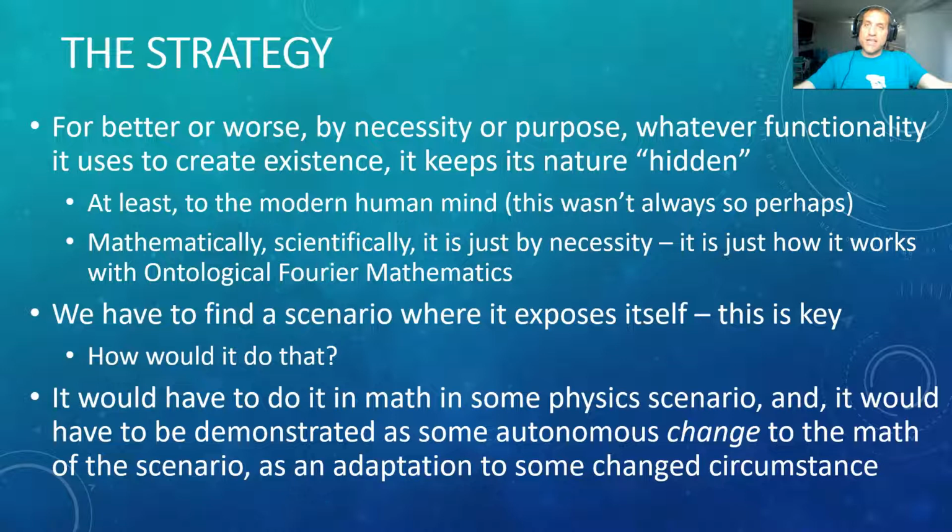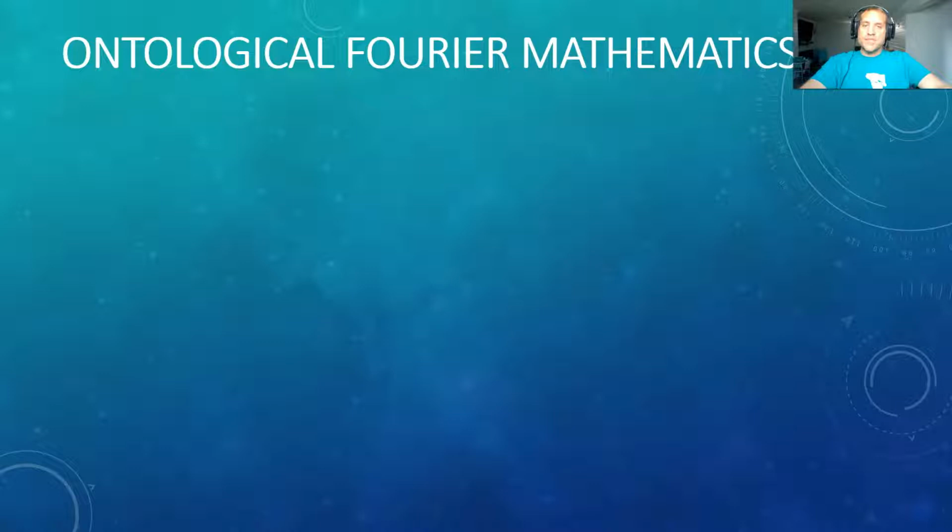Well, it'll have to be in math, because if math is existence's language, then you're going to have to be able to find that sort of autonomy somehow in equations, in math. Not in the laws of physics as we know them, but in some other scenario, okay? So, ontological Fourier mathematics, this is where.